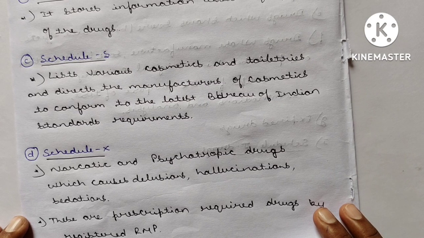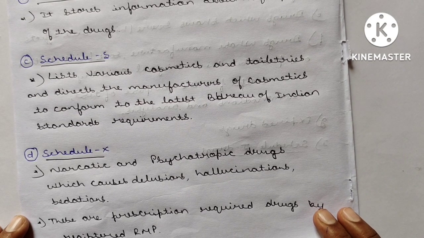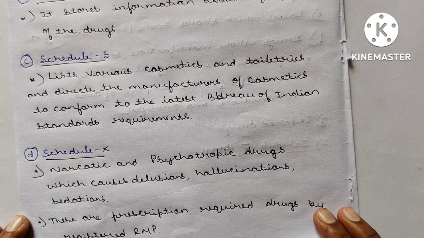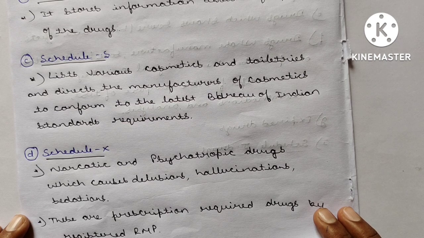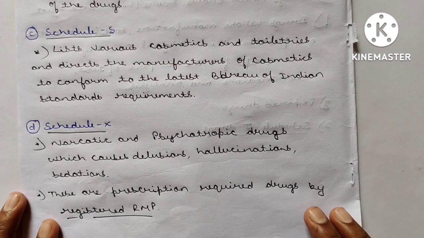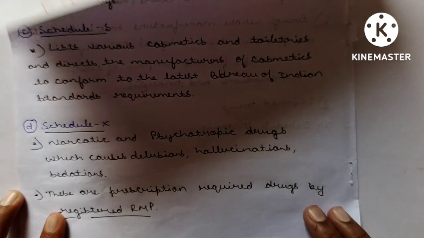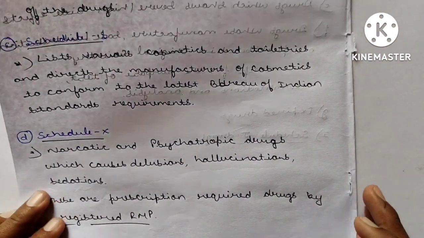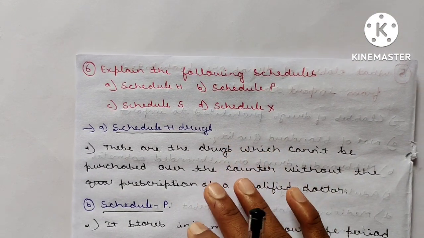Then Schedule X: narcotic and psychotropic drugs which cause delusions, hallucinations and sedation. Okay, these are drugs that require a prescription by a registered medical practitioner. Yes, these are the very important 6 questions in this part 1.